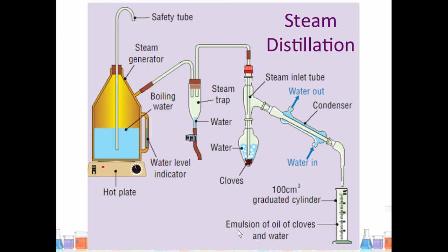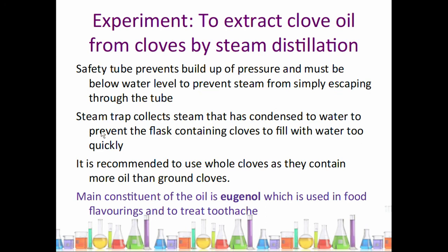And that's called an emulsion of clove oil and water. We'll get to emulsion in a second. So again, these 3 points in black here are just the 3 things that I said you needed to note. And as I mentioned before, the main constituent of the oil is called eugenol. You do need to know that, that's very important. And its uses are that it's used in food flavorings and it can be used to treat toothaches.